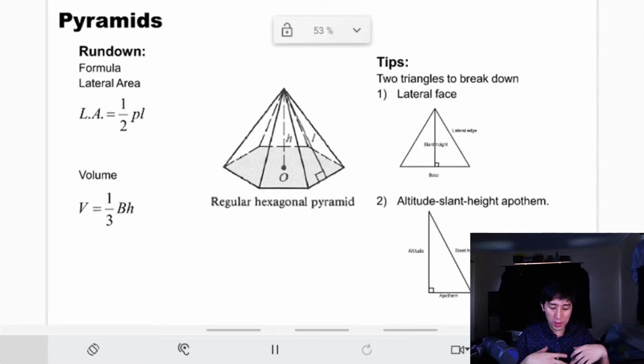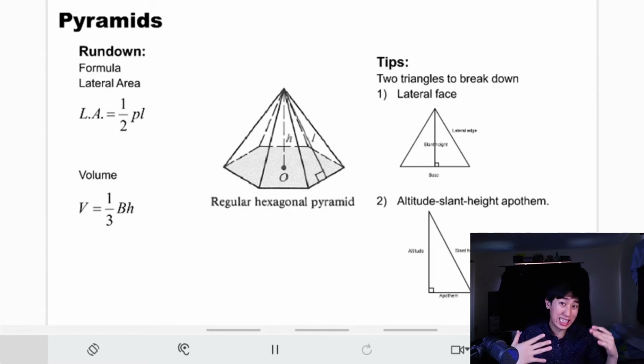Okay, so as a super quick rundown, we now know what a pyramid is. It's a one-base, three-dimensional object, kind of like a prism, except there's only one base. There's a vertex, that's where all of our points meet, and most of them are going to be regular, meaning that my bases are going to be regular polygons. We have two formulas here. Number one, my lateral area is 1/2 perimeter times slant height, and my volume is equal to 1/3 area of the base times height. If we ever forget how to find area of the base, that's 1/2 apothem times perimeter.